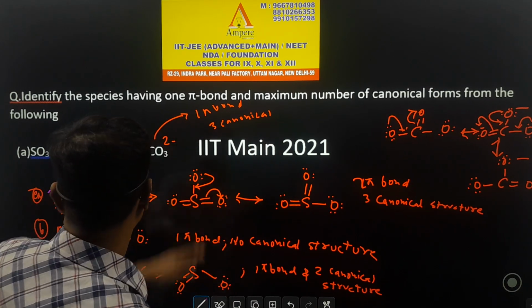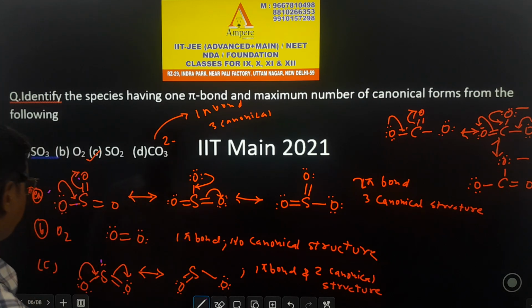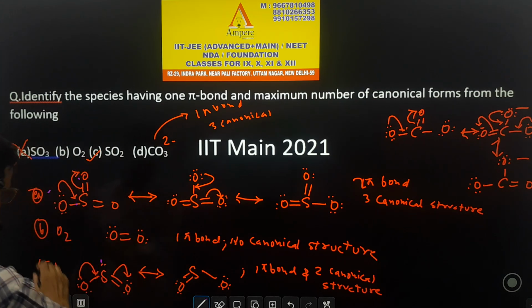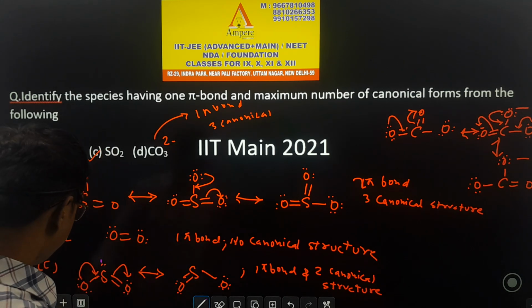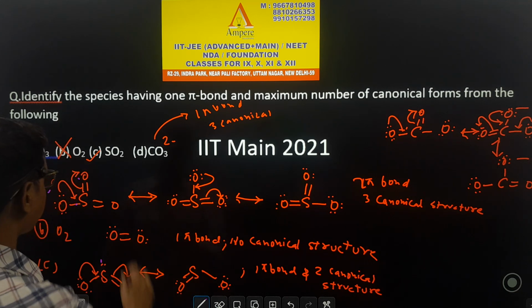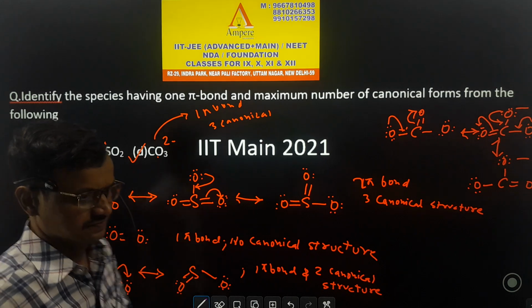So let's see which condition is fulfilling. Three resonance structures but two pi bonds. That's why SO3 will not. Ozone, no canonical structure; the number of canonical structures will be 0. C will be here 1 pi bond and 2 canonical structures, here 2 and here 3. That's why D will be the answer.